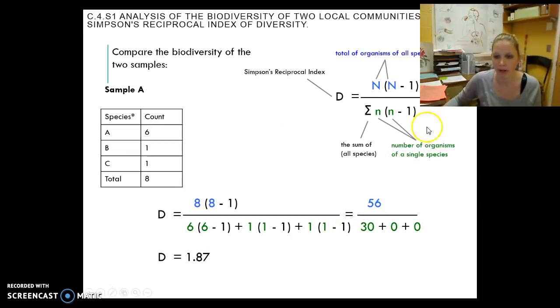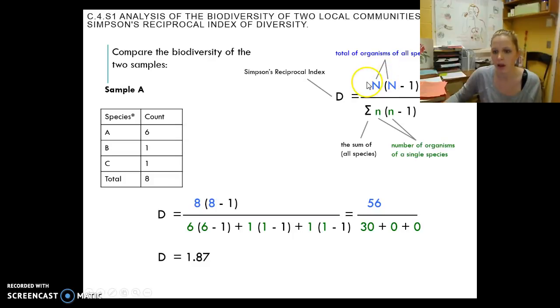Okay, then at that point, we start to do a sample calculation. So here's our formula over here. And we're just going to do sample A first. So N is the number of total organisms of all the species. So 8, right? 6 plus 1 plus 1 is 8. And then you take, just like you did in the degrees of freedom, whatever that number is, minus 1. So you're going to take 8, and then in parentheses, 8 minus 1, so 7. So 8 times 7, 56.